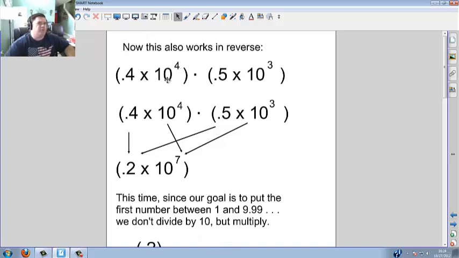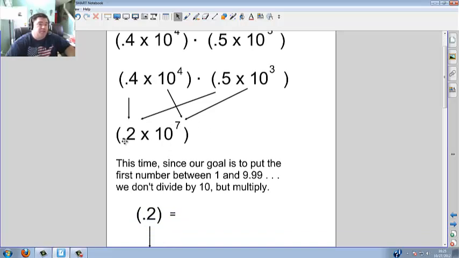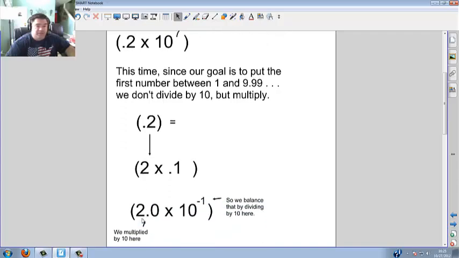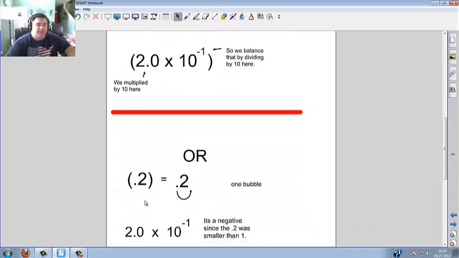This also, by the way, works in reverse. If you have 0.4 times 10 to the 4th times 0.5 times 10 to the 3rd. 0.4 times 0.5 makes 0.2. 4 tens and 3 tens make 7 tens. However, I need between 1 and 10.0 or 1 and 9.99, whichever way you want to look at it. Either way, 0.2's got to be risen by times 10. So I can go ahead and times it by 10, but I have to take 10 away from that 7. So in other words, I'm not going to have 7 tens, I'm only going to have 6 tens. So 0.2 becomes 2.0. That's fine. And then I'm going to make 10 to the 6th.